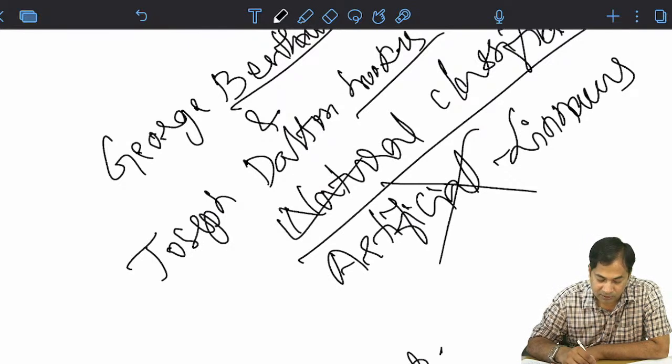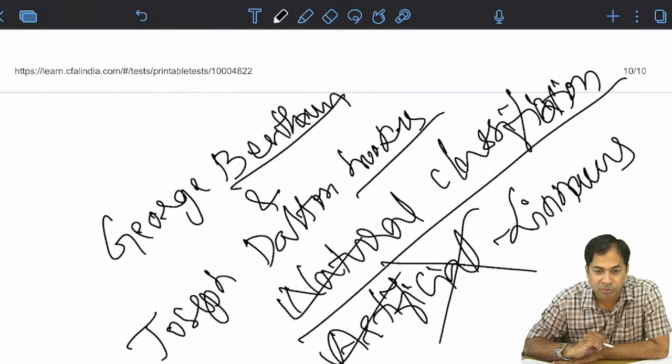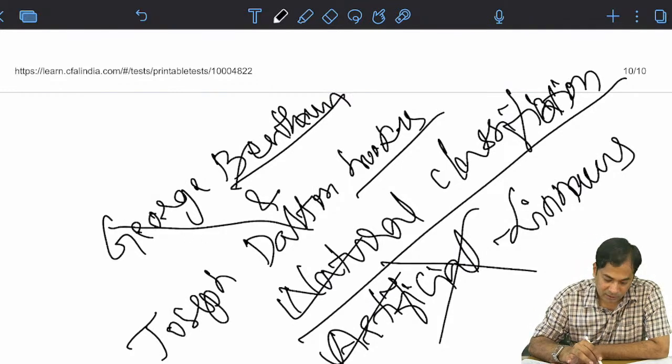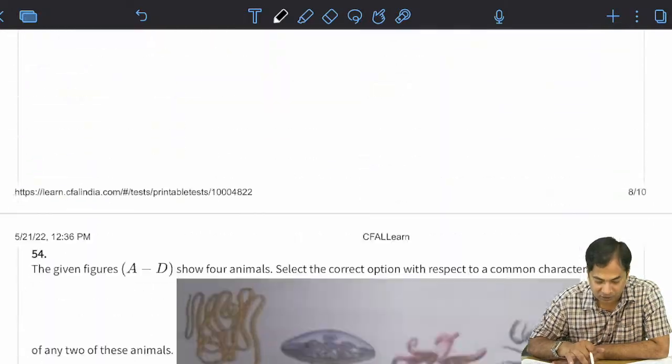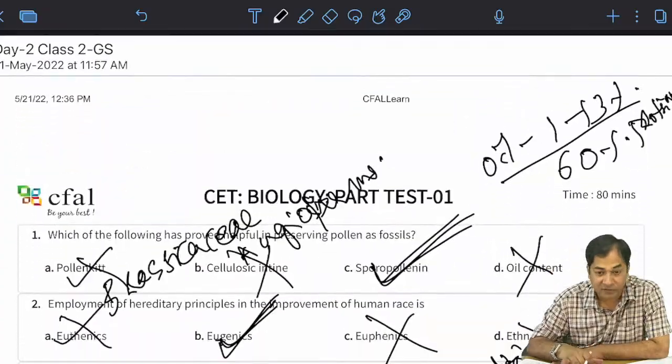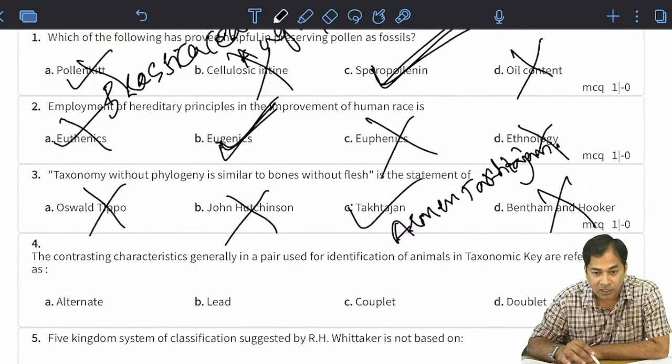The natural system of classification by George Bentham and Joseph Dalton Hooker also failed to convince people because they considered both external features and internal structures. They took cross sections of the plant and studied anatomy also, but they did not consider ancestral relationships or evolutionary relationships of the organisms. So phylogeny was not at all considered. So George Bentham and Joseph Dalton Hooker is also a wrong answer. That is why for question number 3, the correct explanation about phylogenetic classification is given by option C, Takhtajan.